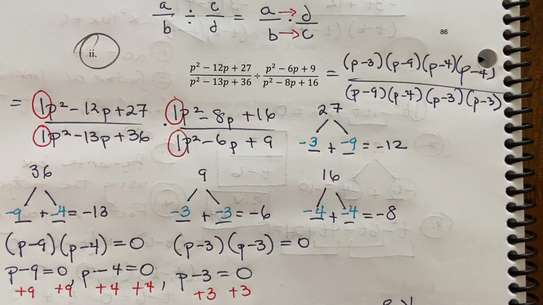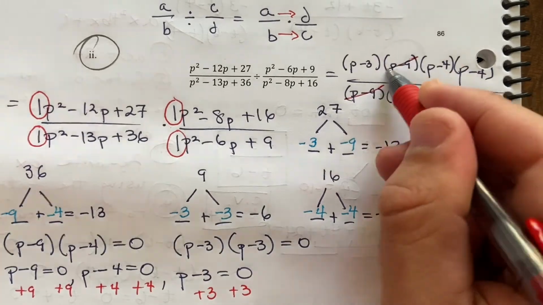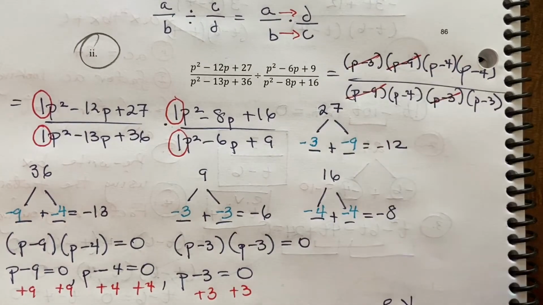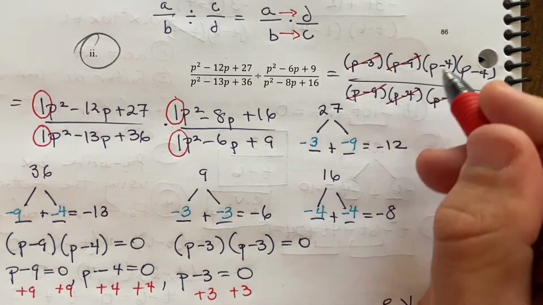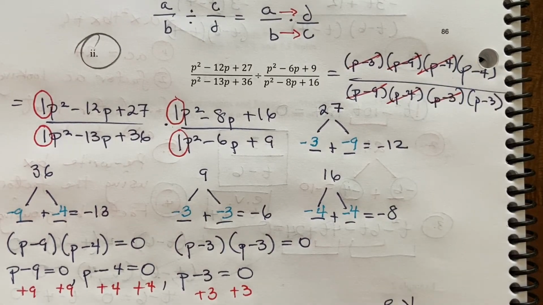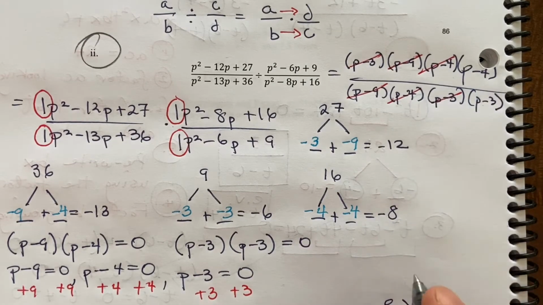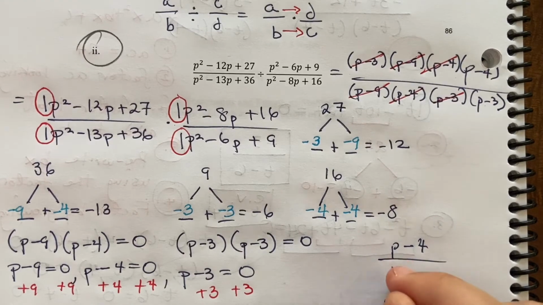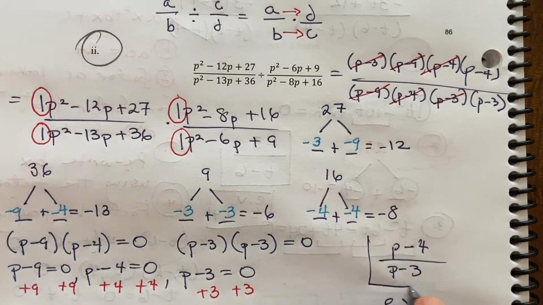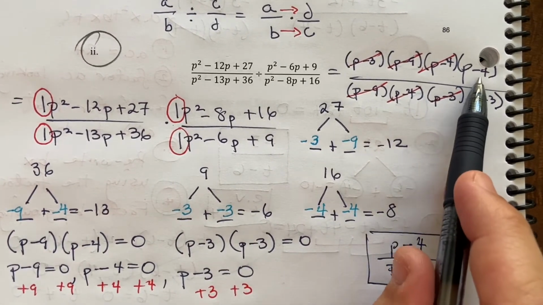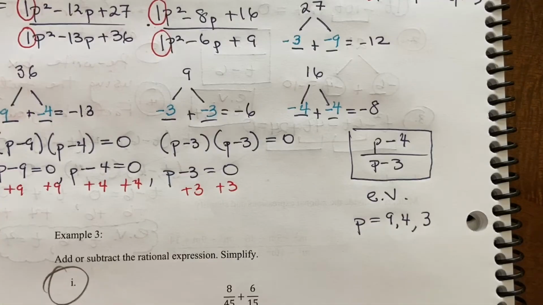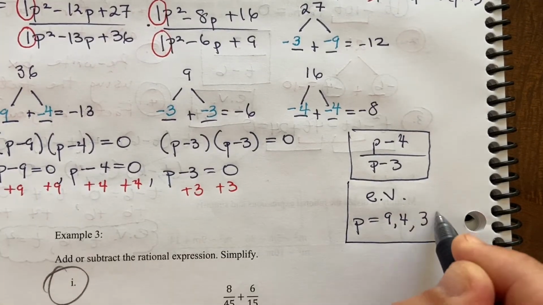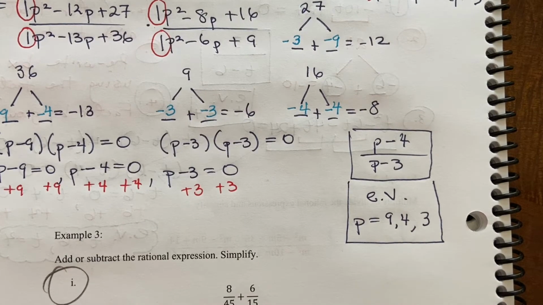And now I can cancel all these common factors. So p minus 9, one of these p minus 3s, one of these p minus 4s. So it looks like the only things left are p minus 4 over p minus 3. So that's the simplify part, right? P minus 4 over p minus 3, that's the only thing left. And then we had already stated this excluded values part. Okay.